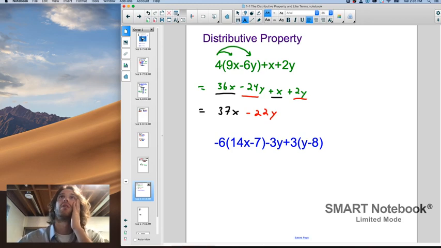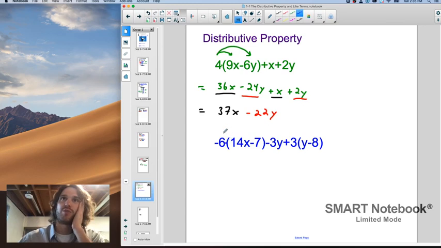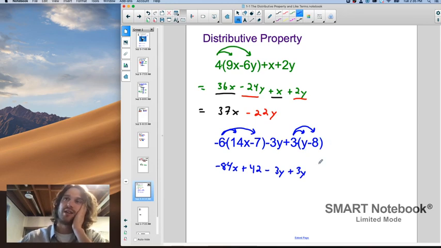Okay, as you've now unpaused the video, I have two distributions here. We have a distribution, multiplication by negative 6, that's going out to these two terms, and we have a distribution of 3 that is going out to these two terms. Negative 6 times 14 is negative 84x. Negative 6 times negative 7 is plus 42. Okay, this is not getting distributed. You're just subtracting 3y. This 3 is getting distributed. 3 times y is plus 3y. And 3 times negative 8 is minus 24.